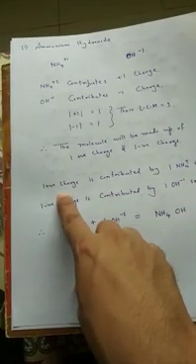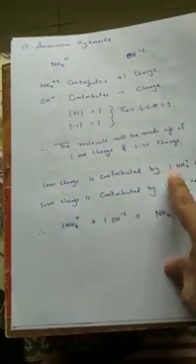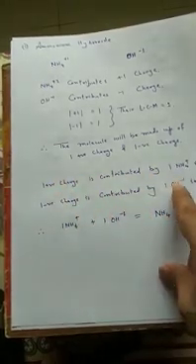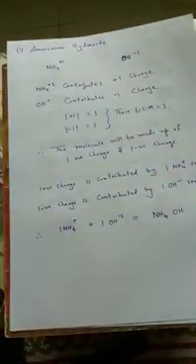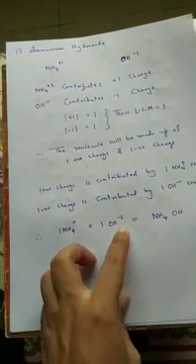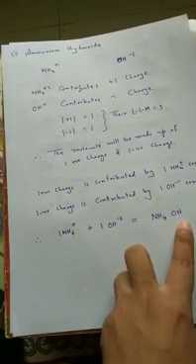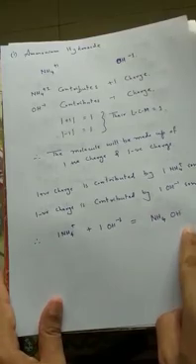1 positive charge would be contributed by 1 ammonium ion and 1 negative charge would be contributed by 1 hydroxide ion, because each carries 1. Ammonium carries +1 charge and OH carries -1 charge respectively. So 1 ammonium ion and 1 hydroxide ion will combine together to give us NH4OH. So NH4OH would be the molecular formula of ammonium hydroxide.